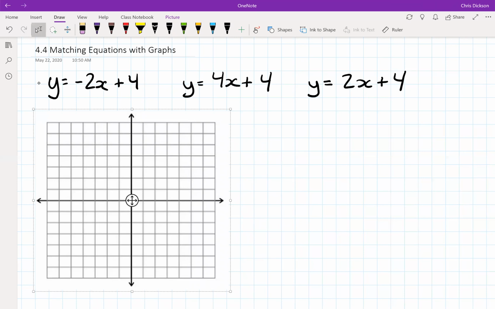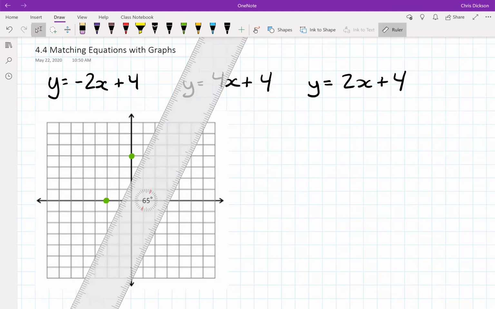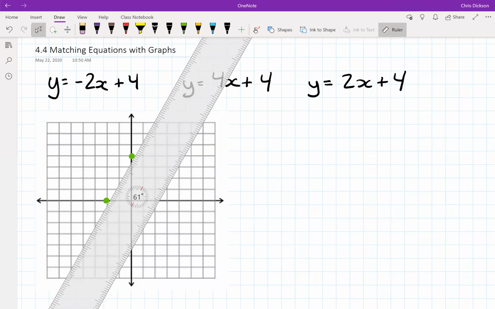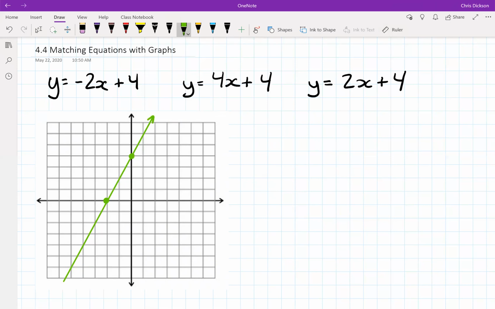Let's say we draw a sketch for you, and we put a dot here. Green's kind of nice. We'll put a point over here and draw a line through those 2 points. The question is, of the three functions I wrote above, which one is this green line? Is it the first one? Is it the second one? Or is it the third one?